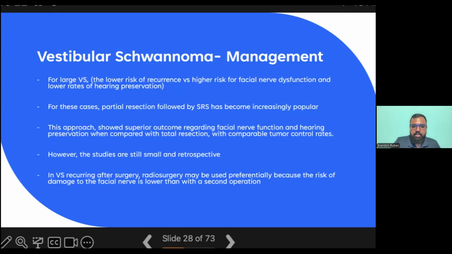However, studies are still small and retrospective, and in VS recurrent after surgery, radiosurgery may be used preferentially because the risk of damage to the facial nerve is lower than that of a second operation.